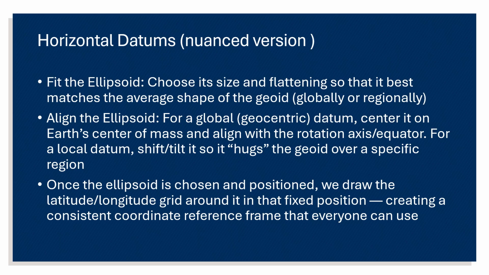Once the ellipsoid is chosen and we get it positioned, we draw the longitude and latitude grid around it in that fixed position, and that creates our consistent coordinate reference frame that everyone can use. So how does this differ from the simple version? Well, technically we're not so much fitting it to the geoid exactly as we are fitting it to the mass of the Earth. But we're kind of aligning it to the geoid surface. It's a subtle difference.